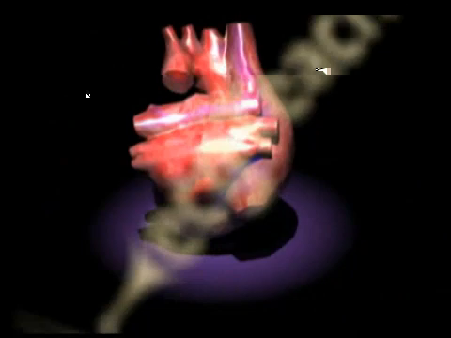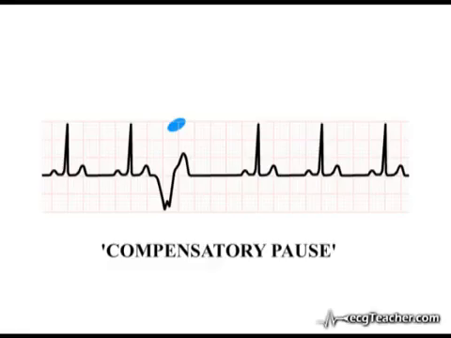had no effect on the SA node. In the example shown here, the morphology of the premature ectopic is consistent with an origin in the ventricles. We would predict that it will have had no effect on the sinus node.